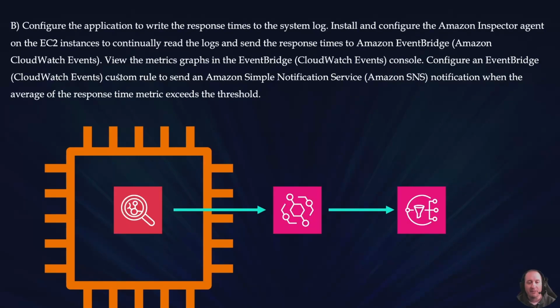Second option is to configure the application to write the response times to the system log. We're going to install and configure the Amazon Inspector agent on each EC2 instance and continually read the logs to send response times to Amazon EventBridge. This is also known as Amazon CloudWatch Events. We're going to view the metric graphs on the EventBridge console, and we're going to configure the EventBridge custom rule to send the Amazon SNS notification when the average response time exceeds the threshold.